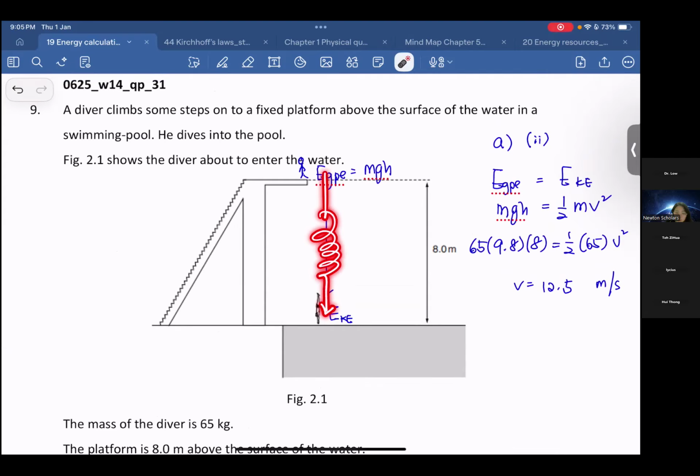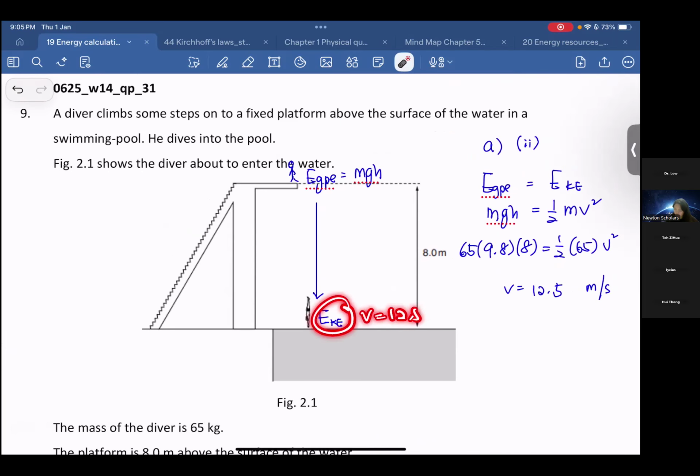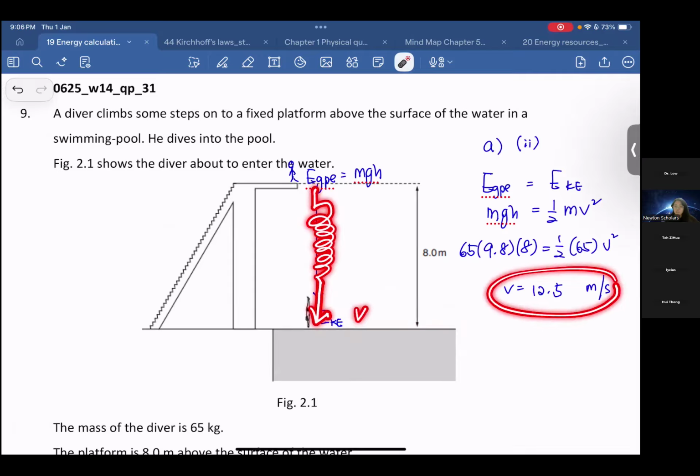The question asks you to discuss whether the speed of entry into the water is greater than, less than, or equal to the speed that you calculated in A2. Just now we calculated that the speed should be 12.5 meters per second. Now this person does some performance, jumps, performs, straightens again, and then enters the water. Can you tell me, do you think the final speed will be smaller than 12.5, greater than 12.5, or equal to 12.5?